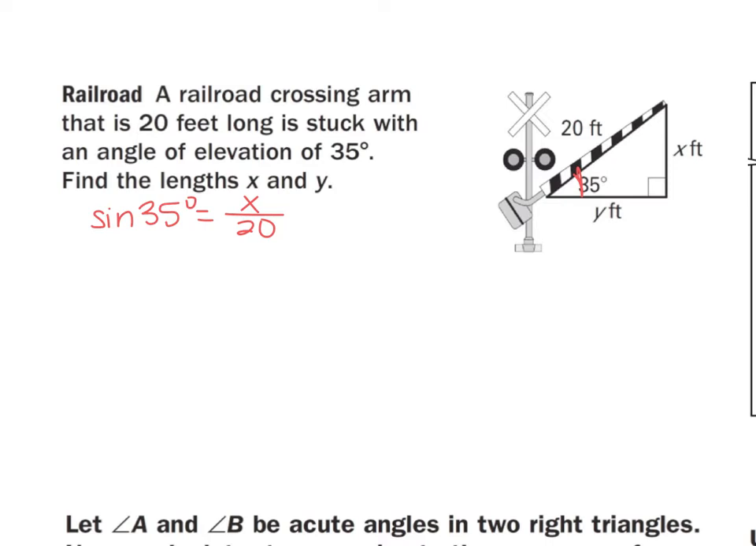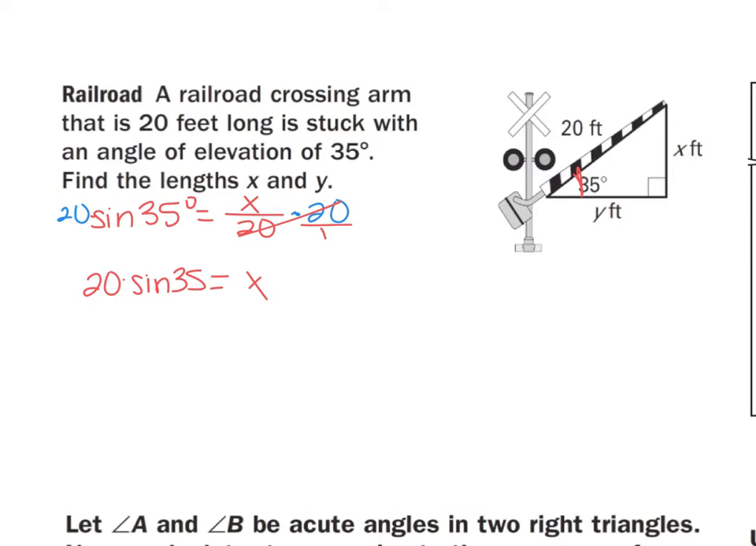Okay, so now that we got it set up, we're ready to solve. Multiply both sides by 20. Okay, so that's 20 over 1. Those cancel. And you're left with x on this side. And over here you have 20 times the sine of 35.